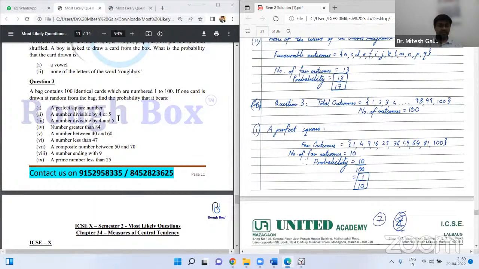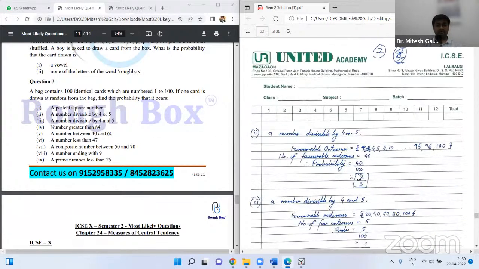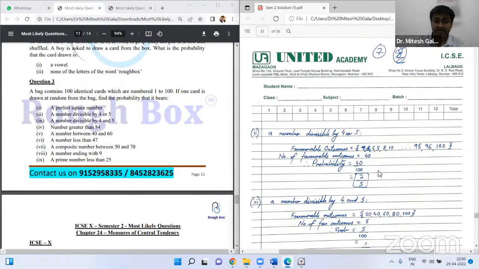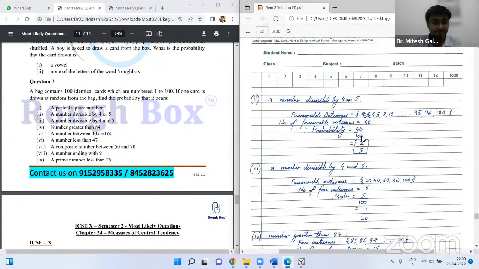Then a number divisible by 4 or 5. So for 4 there are 25, for 5 there are 20, so total 45. But 5 are double, which you have to reduce. So minus 5 will give you 40, and therefore 40 by 100, 2 by 5. That's your second one.